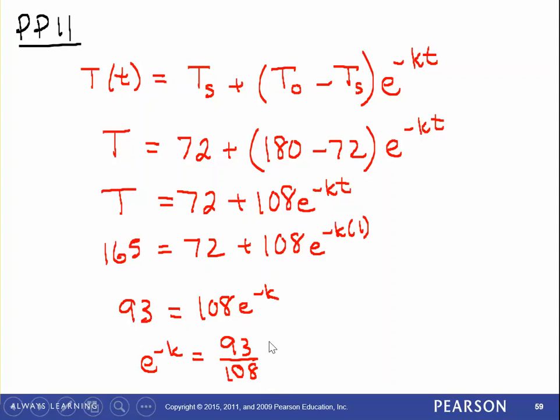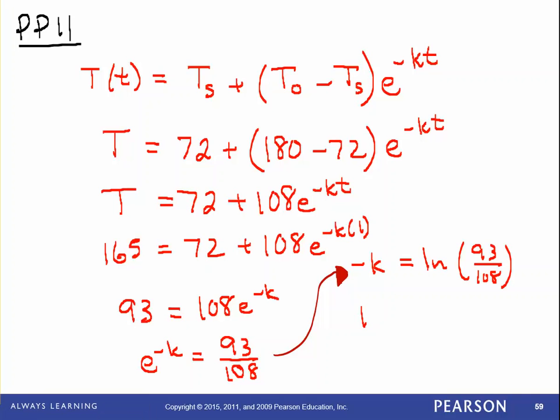So let's change forms here. So how about negative k, out of the exponent, is equal to the ln of 93 over 108. Divide through by negative 1. So we have our k constant for coffee. It is negative ln of 93 over 108. Again, assuming how hot it comes out of the coffee maker and assuming room temperature. So our exponential constant for coffee is approximately 0.1495317.